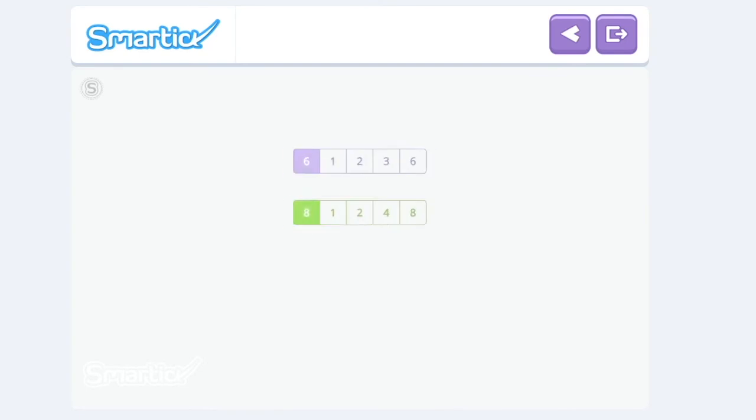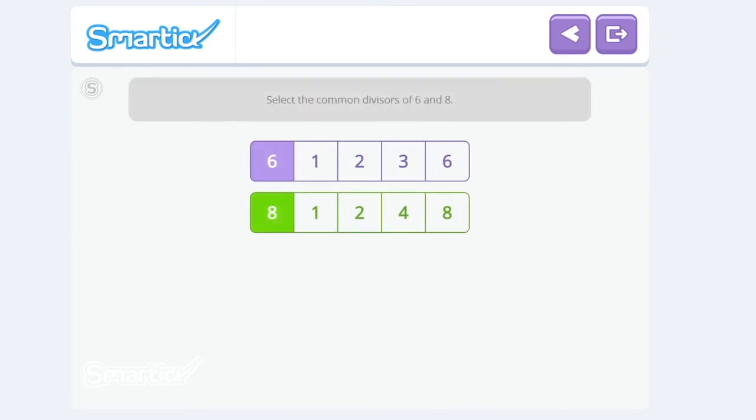Let's put the lists of divisors together, so you can select the common divisors of 6 and 8, the ones that appear in both lists. Okay, so 1 appears in both 6 and 8, so let's select that. 2 as well. 3, no. 6 and 8, no, they're different, so it's just 1 and 2. Okay, now we've got the common divisors of 6 and 8.